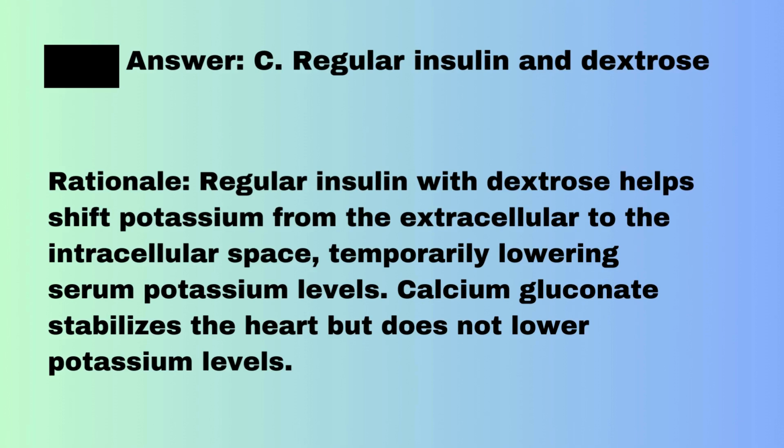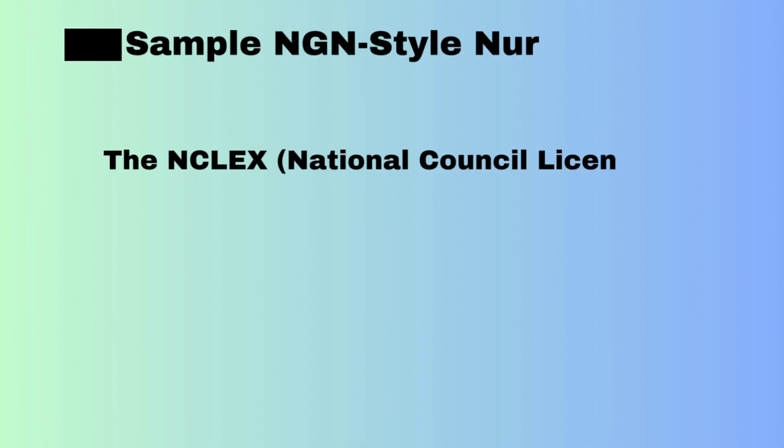Rationale. Regular insulin with dextrose helps shift potassium from the extracellular to the intracellular space, temporarily lowering serum potassium levels. Calcium gluconate stabilizes the heart, but does not lower potassium levels. Sample NGN-style nursing questions and answers.